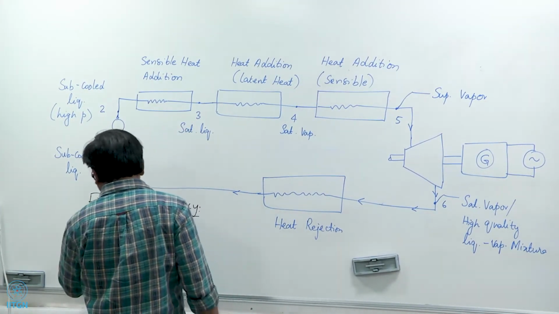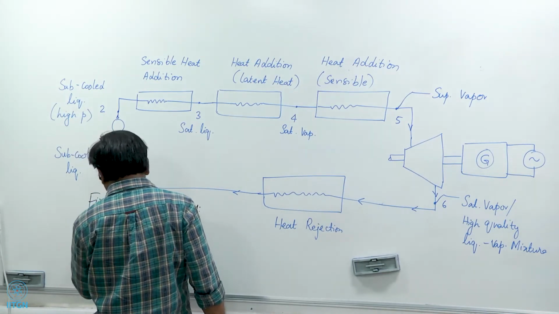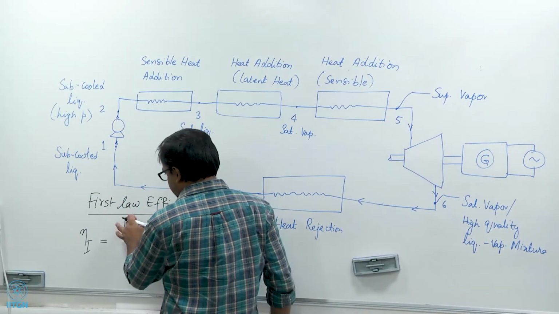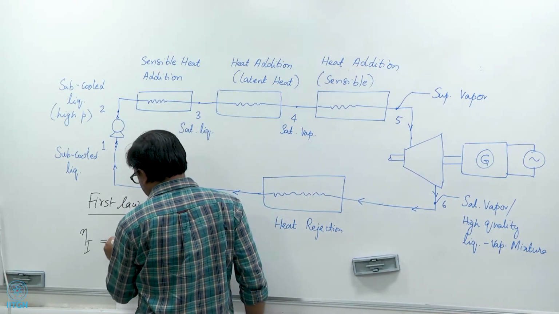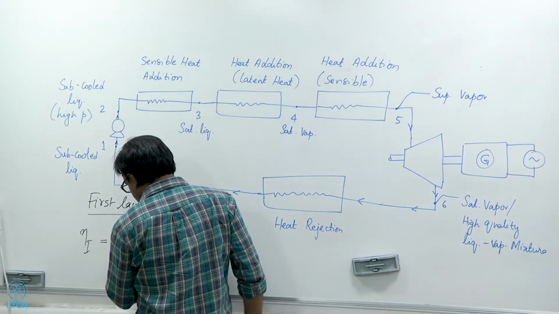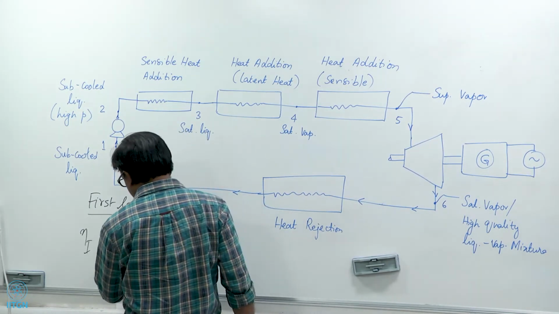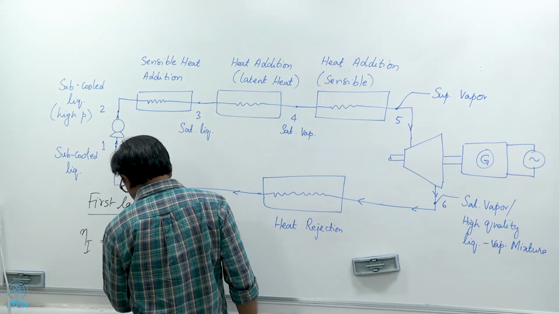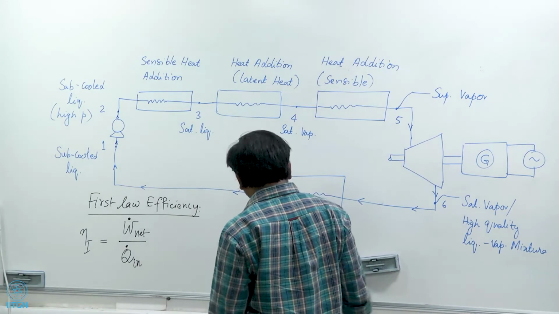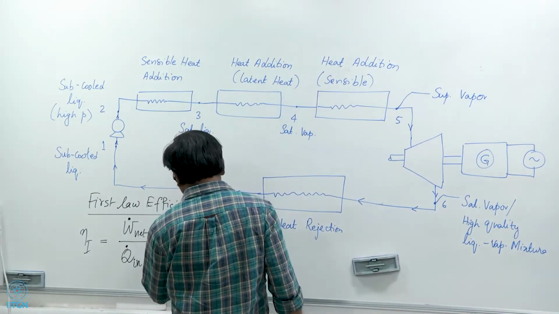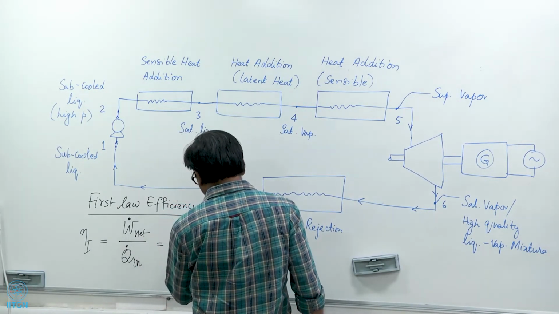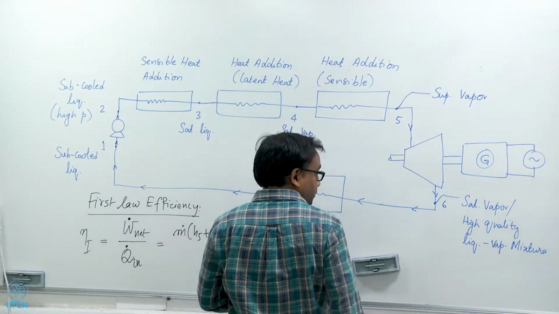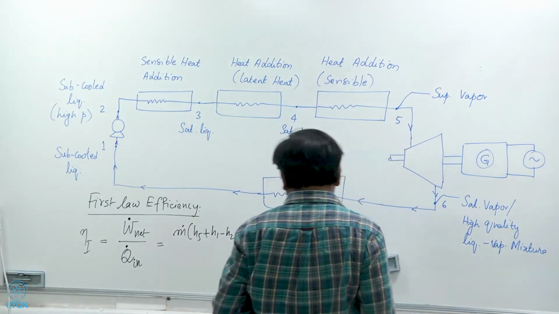So, first law efficiency of the entire Rankine cycle will be defined as W dot net, the net work output that is coming out of the cycle or the power plant, divided by the heat input, the heat that you are supplying to the power plant or to the working fluid. This is Q dot in. W dot net we have already calculated, that is just m dot times H5 plus H1 minus H2 minus H6.